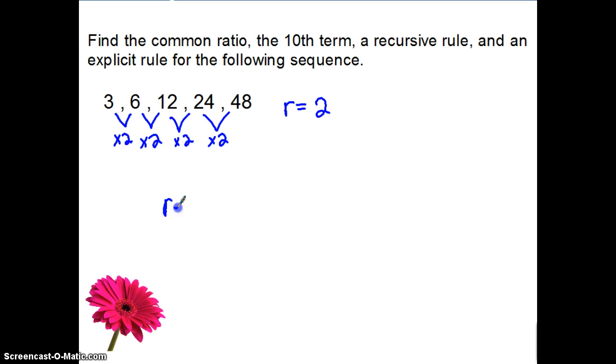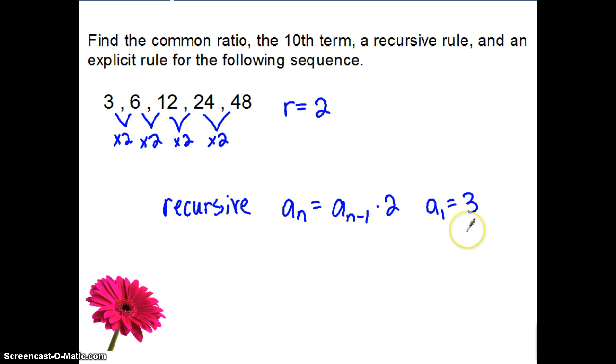So let's look at the recursive rule first. The recursive rule says that to get the term that we're looking for, we're going to take the term before it and multiply by our common ratio, which in this case is the 2. So we are going to multiply by 2 every time. Now we do have to tell where we're starting. We always want to tell our first term. So my a sub 1 for this one is 3. So there's my recursive rule: a sub n equals a sub n minus 1 times 2 with a starting value of 3.